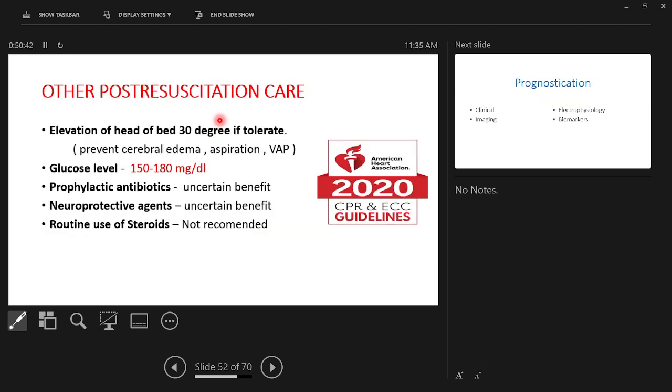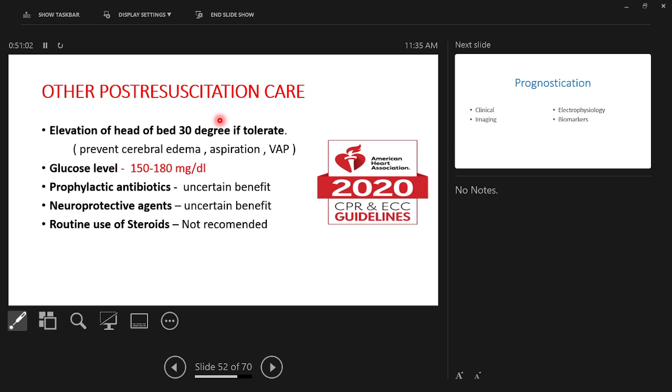And what are the other post-arrest care measures that we can give? According to the 2020 AHA guidelines, if we are able to, we can elevate the head to 30 degrees if the patient is tolerating. By doing that, we can prevent cerebral edema, and decrease the chance of aspiration and the chance of ventilator associated pneumonia.